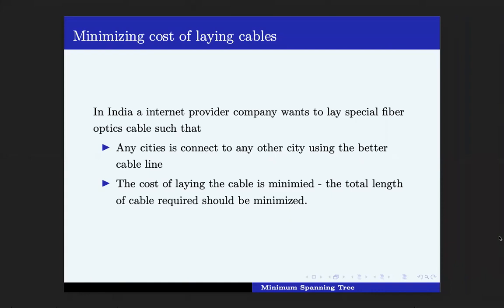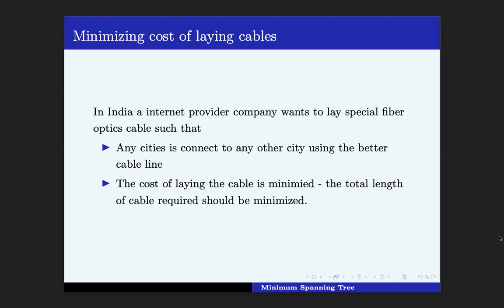This is a problem written not in terms of a graph, but as a problem in real life. There is an internet provider who has to lay fiber cable, and the job is to connect cities using the cables. The goal is basically to minimize the cost of laying the cables, yet ensuring that everybody is connected by the cable.